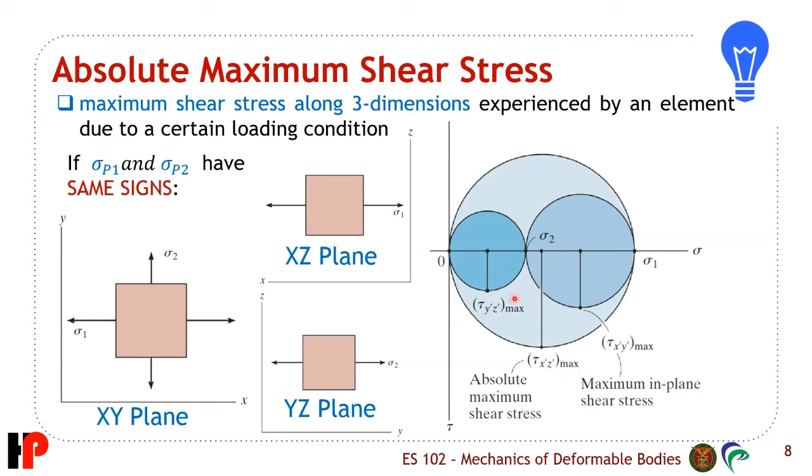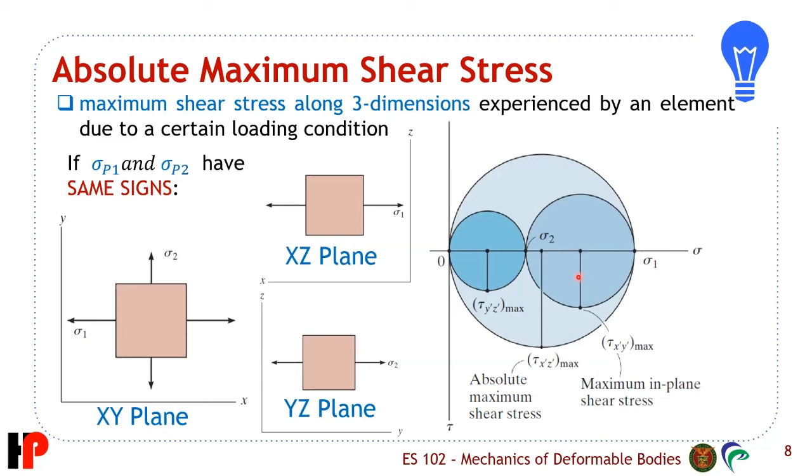Now, you compare among the three, xz prime, xy prime, and yz prime. The biggest among them would be the range of the biggest circle. So therefore, this is the absolute maximum shear stress. So this is an example wherein you have principal stresses that have the same sign. What happens is that the tau max in plane, which is tau x prime y prime, is not equal to the absolute maximum shear stress. So when they have the same sign, the absolute is always bigger than the maximum in plane.